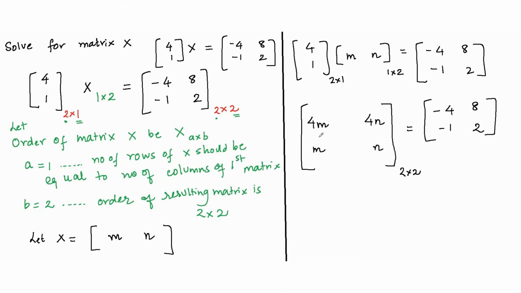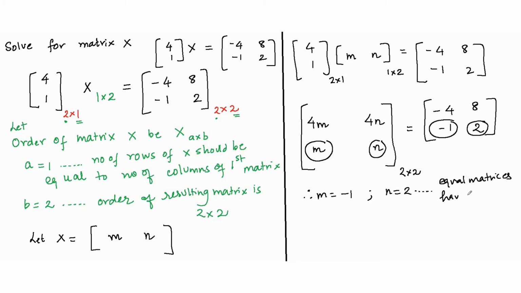So now you can equate any of these elements. So I will equate m is equal to negative 1, right? Therefore I can say m is equal to negative 1 and n equal to 2. Because these are the corresponding elements. The reason is equal matrices have equal corresponding elements, right? And now let's do a quick check. If m is equal to minus 1, 4 into minus 1 will be minus 4, perfect. And if n is equal to 2, 4 2s are 8, that also matches, very good. So our values of m and n are consistent, and therefore the matrix X is [-1 2], right?